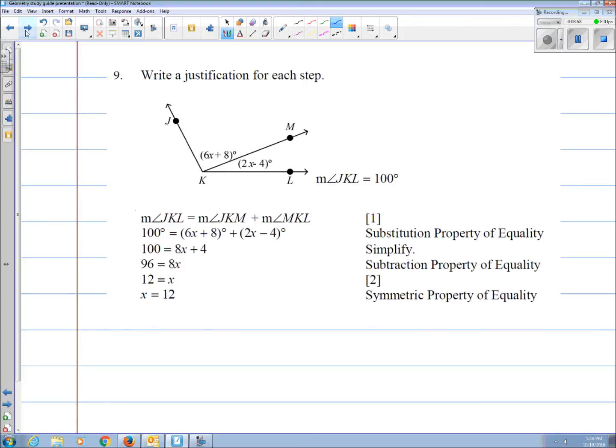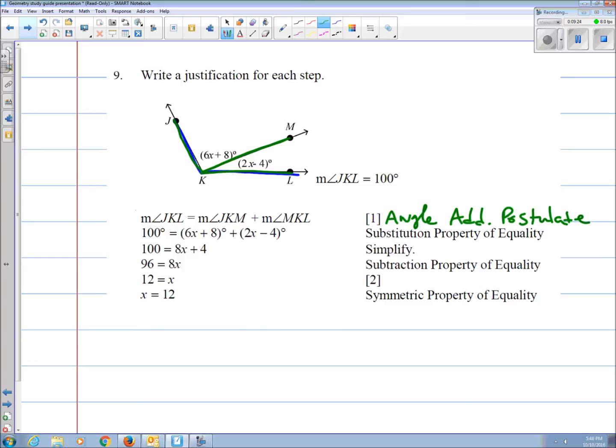Number 9 says write a justification for each step. Number 1, anytime you have the total angle is equal to this piece of the angle plus the next piece of the angle, that's called the angle addition postulate. So our first thing is the angle addition postulate.